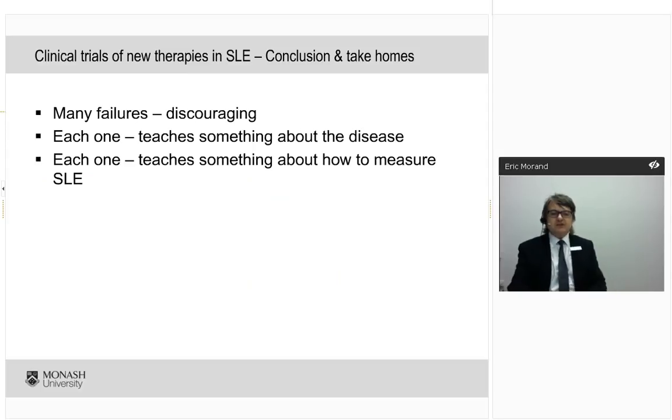So, what are the take-home messages for new therapies? Unfortunately, there have been failures, which has been discouraging for us and for our patients. But each time there's a failure, we get together and try to learn what it's told us about the disease and what it's told us about how to measure the disease. So step by step, we're getting better and better at studying lupus and learning how to make better treatments.